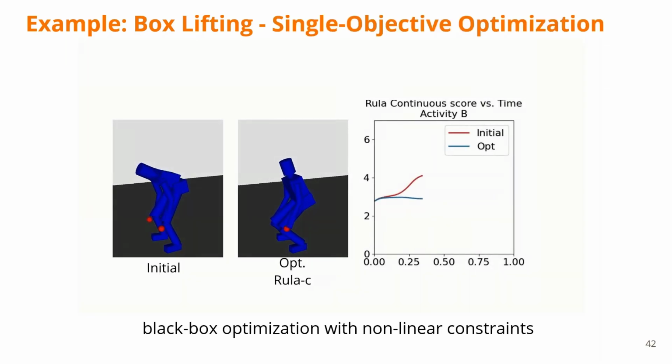So first, we optimized each ergonomics score separately using single objective optimizers for our black box optimization problem with nonlinear constraints. In this video on the slide, you can see a comparison between the initial motion and the motion optimized with respect to the RULA continuous score. This single objective optimization was done for all of the other scores that I previously mentioned.